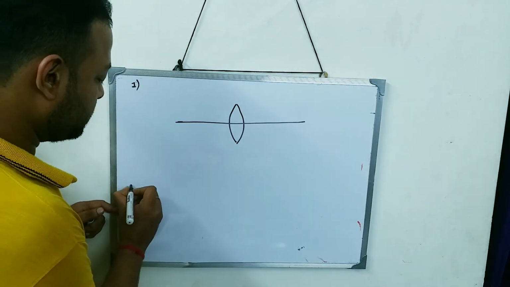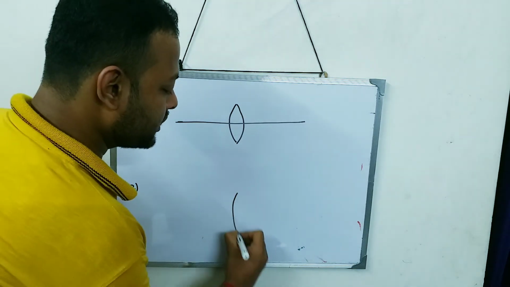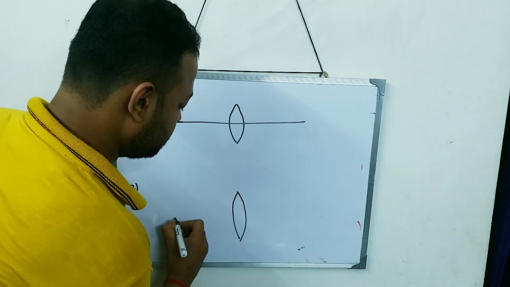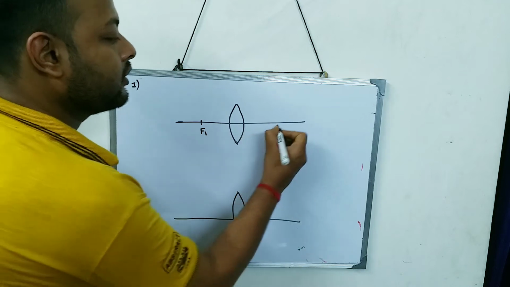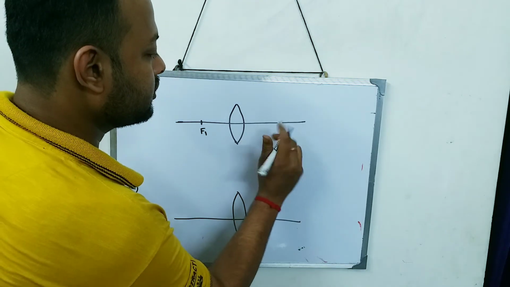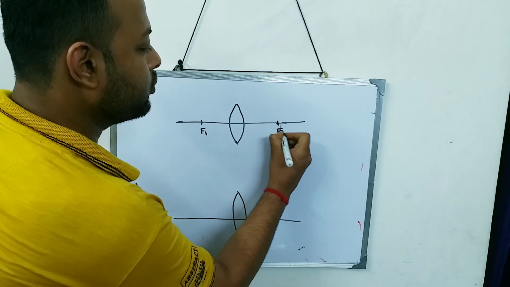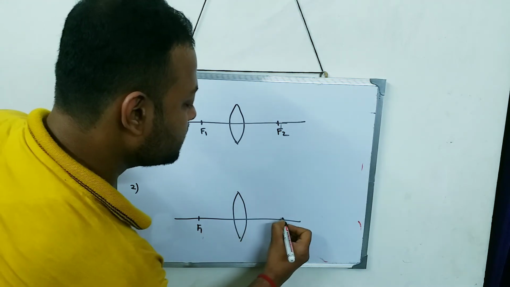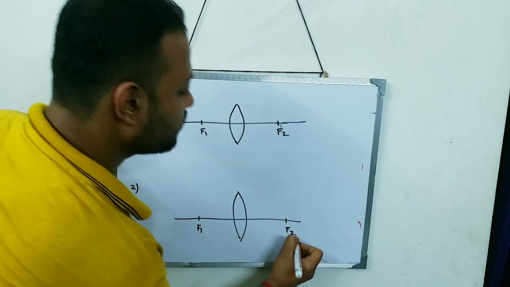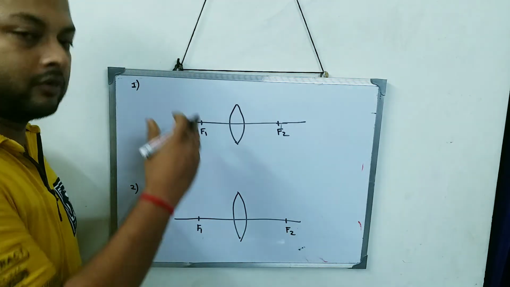And the second also I do the same way. I take a convex lens. This is F1 and this is F2. This is F1 and this is F2. So these are the two cases I am taking.